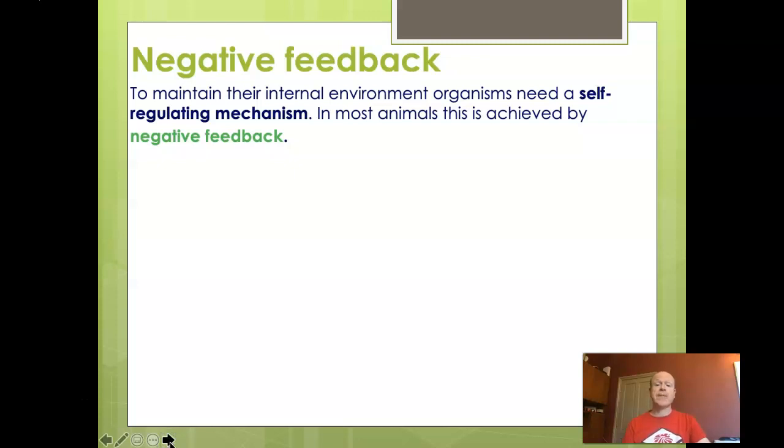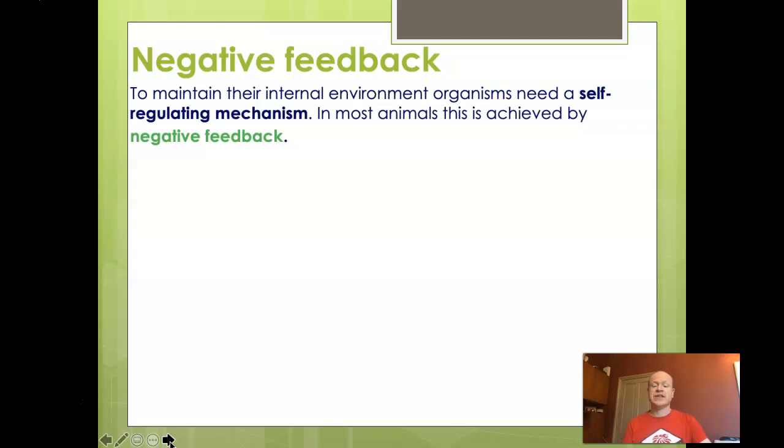So feedback mechanisms. The idea of negative feedback. This is a really popular exam question. What is negative feedback, and give an example of how it works? Nearly all of our homeostatic mechanisms that we're thinking about are negative feedback mechanisms. These are the most common. Positive feedback is pretty rare, and we'll talk about why those are rare in a moment.